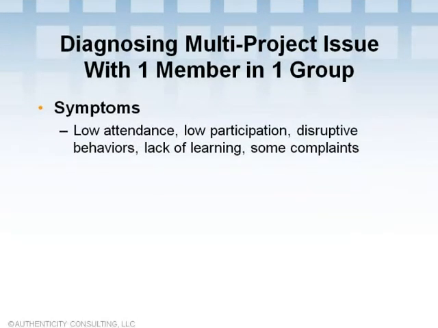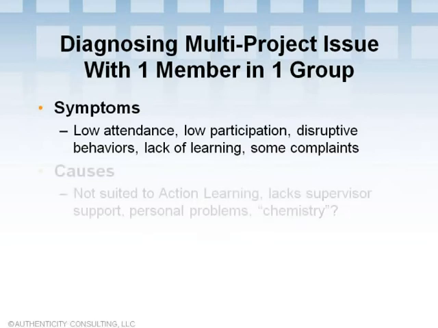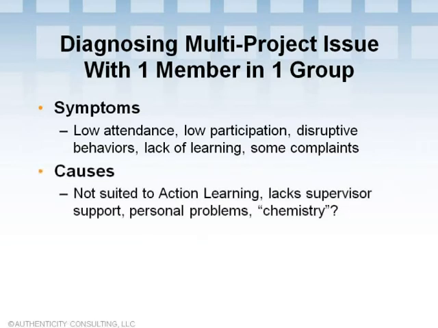So now let's look at multi-project programs. If there's an issue with one member in a group, then the situation is similar to a single project program. For example, symptoms might be low attendance, low participation, disruptive behaviors, lack of learning progress, and then some complaints from that member. And causes, again, might be that that person's just not suited to action learning, or he might be lacking support from his supervisor to even attend meetings.